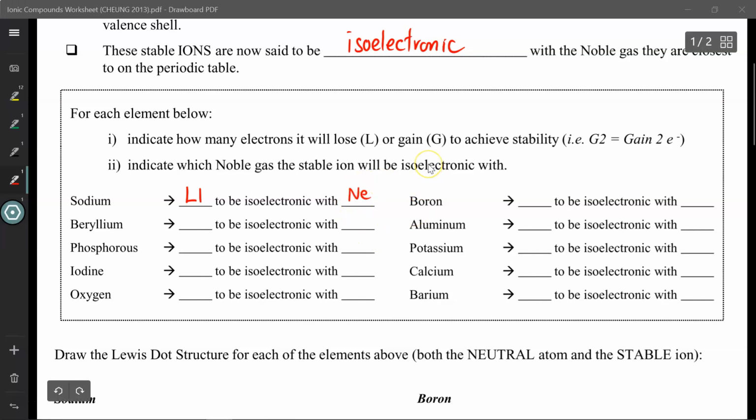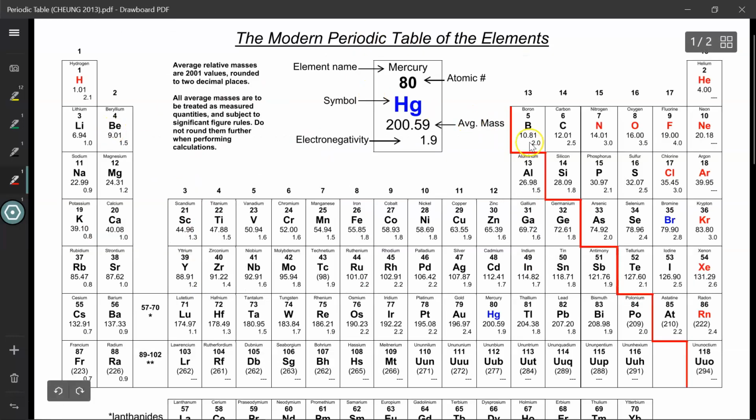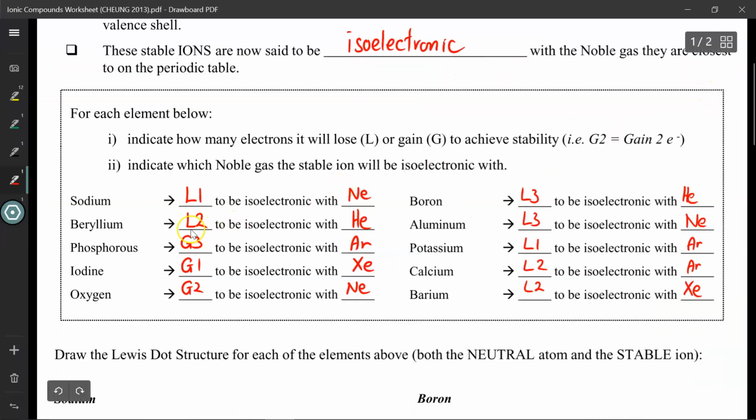Alright, so press pause and try the rest yourself. When you're ready, press play and let's compare your answers. Alright, and here are the answers. Take a look at beryllium. It would need to gain 1, 2, 3, 4, 5, 6 more to get to neon, or it can lose 1, 2 and pop up on the other side as helium. So it's easier to lose 2 and become helium.